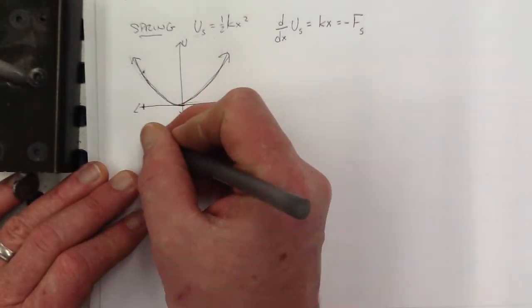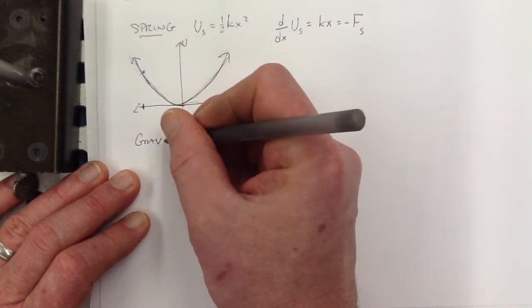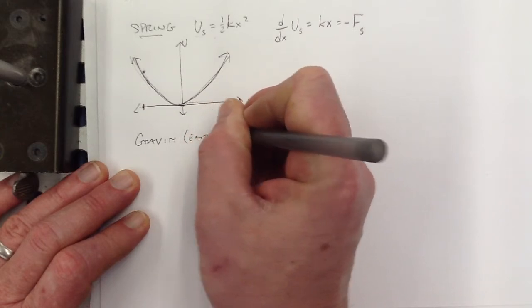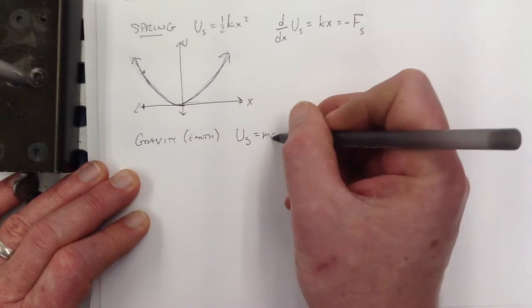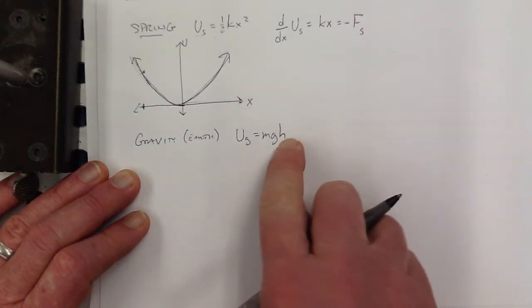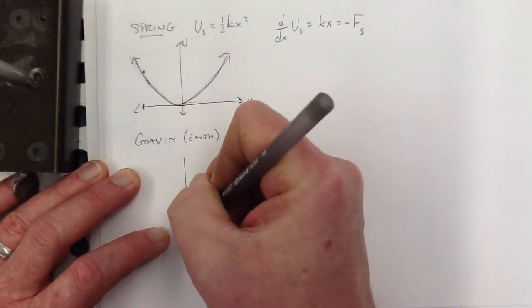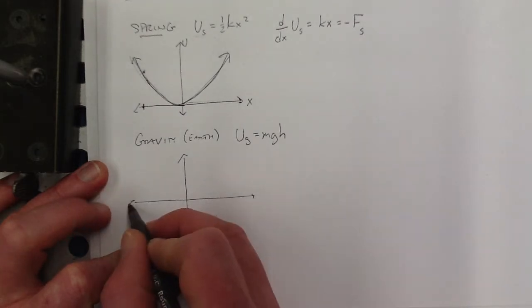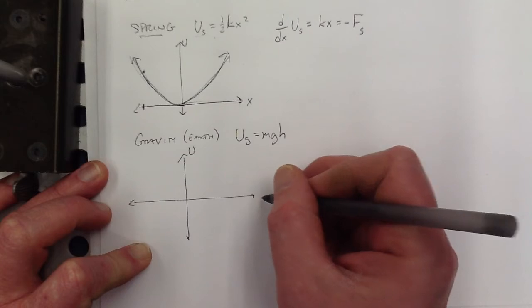And how about something else? How about some other conservative force that has a potential energy? Gravity on our planet. We know that the potential energy we assign to that, our mathematical model, is this. And h is the position variable here. So what if we made a graph of that? What would that look like? Potential energy versus position. You could say x and the heights.